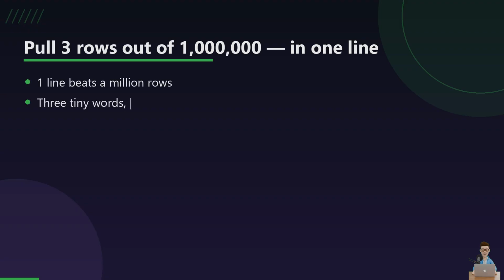One line of SQL can grab 3 rows out of a million. Those 3 words are a select, from, and where, and together they run almost every data question on earth. Picture a spreadsheet a million rows tall where you need just 3 of them. By the end of this, you'll walk up to that mountain and calmly ask for the exact slice you need.